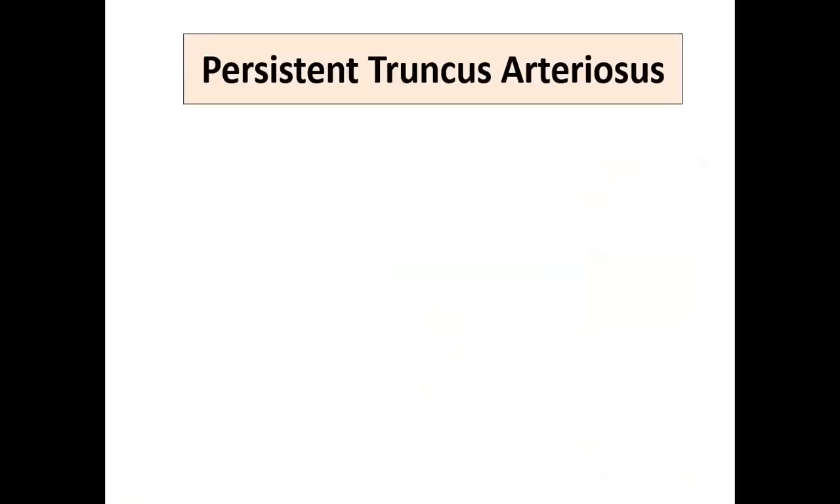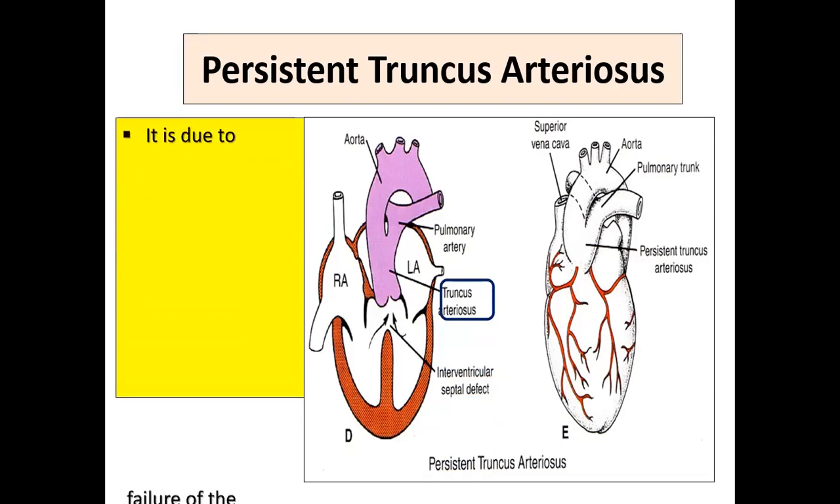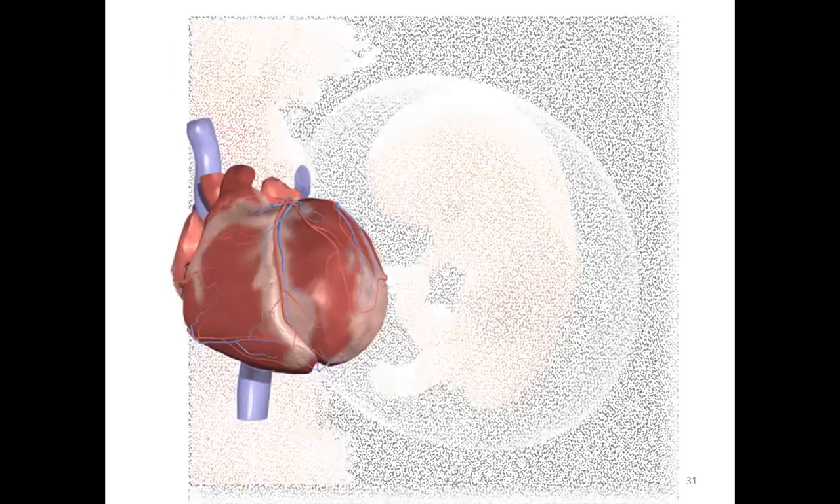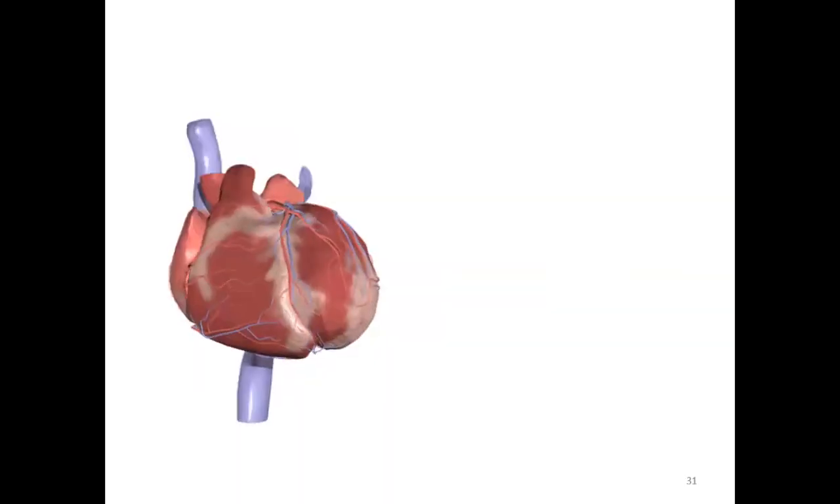Persistent truncus arteriosus is also another abnormality, where there is an interventricular septal defect and no closure there. It is due to failure of development of the aorticopulmonary septum. It is usually accompanied by a ventricular septal defect. That is truncus arteriosus.